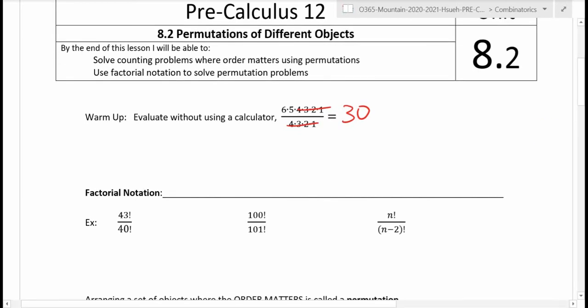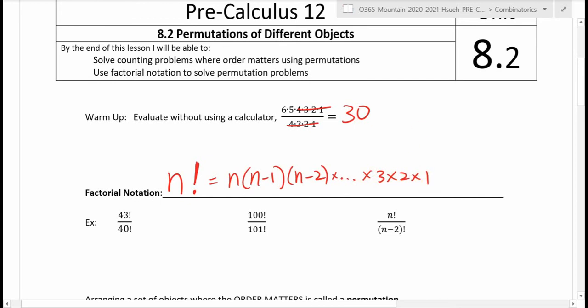What I'm going to show you right now is what we call the factorial notation. This is actually related to what we just did. It's written n followed by an exclamation mark, and it's read n factorial. n factorial is equal to n times n minus 1 times n minus 2, all the way down to times 3 times 2 times 1.